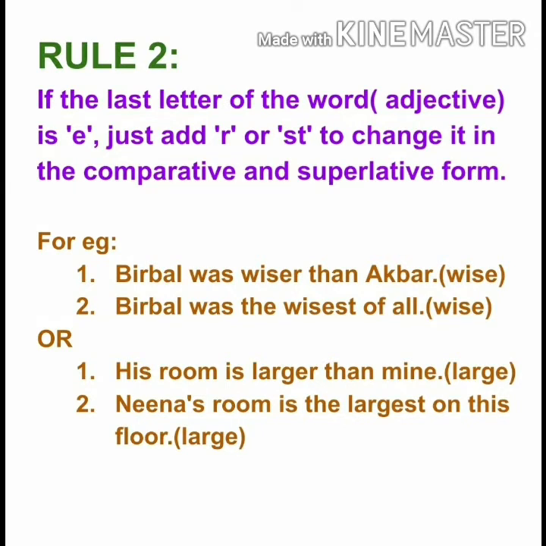Rule 2. If the last letter of the adjective is E, in such a case, just add R or ST to change it to the comparative or superlative form. This means if we get an adjective ending with the letter E, you don't have to add ER. Instead, just add R because the last letter E is already there.